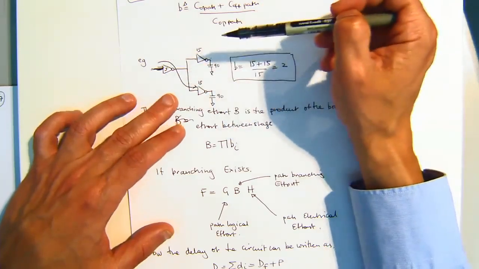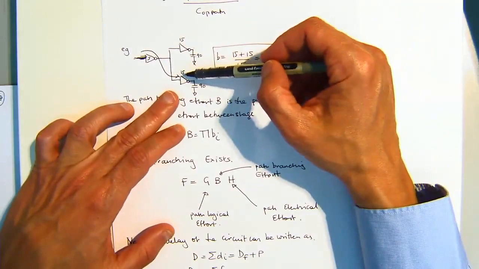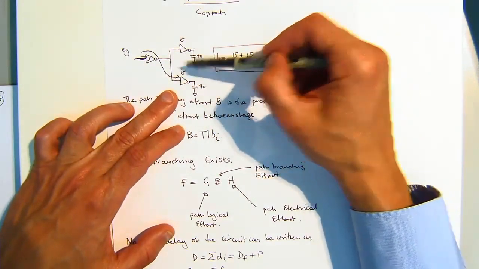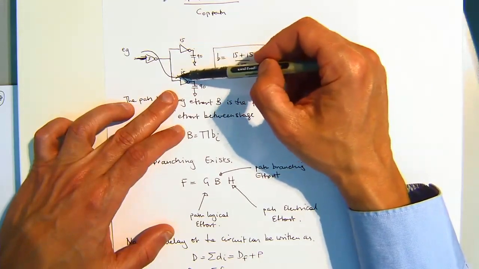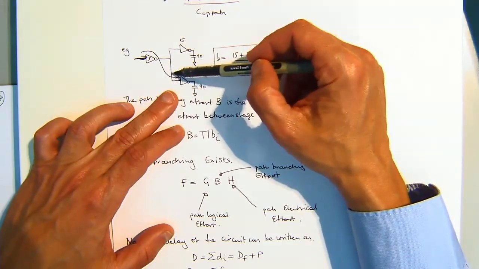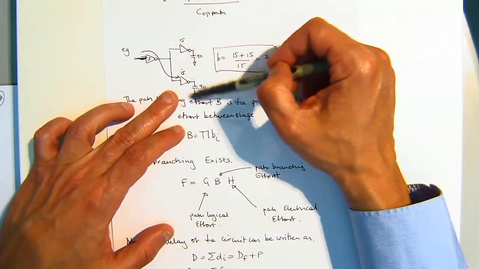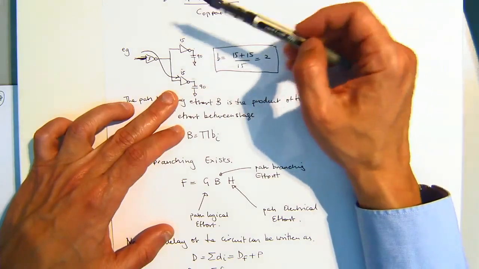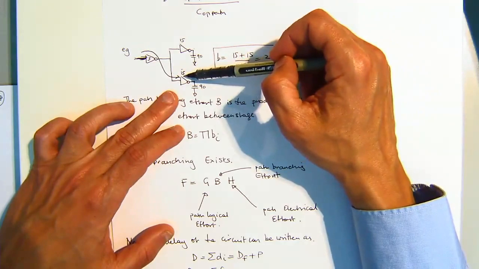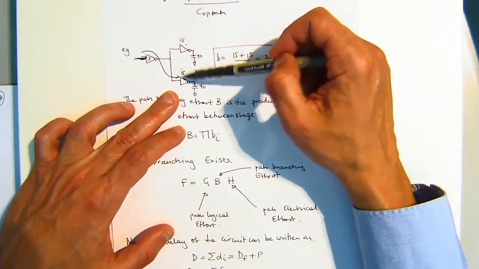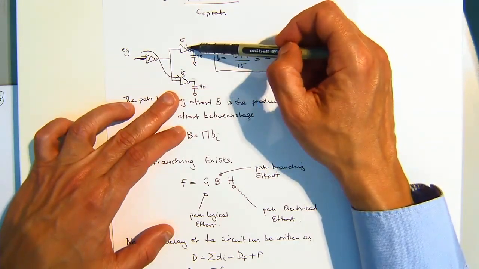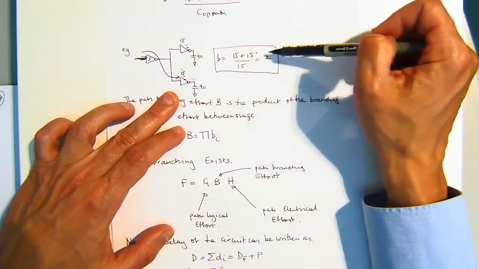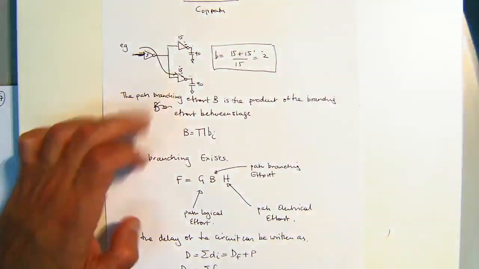The branching effort is essentially whatever's on the path, which is 15, and at this point we're only looking at the input. Don't add the 90 here, right? It's only the input to that gate. So the input to this gate is 15, so that's the on path. The off path is 15, divided by 15. So therefore the branching effort is 2.